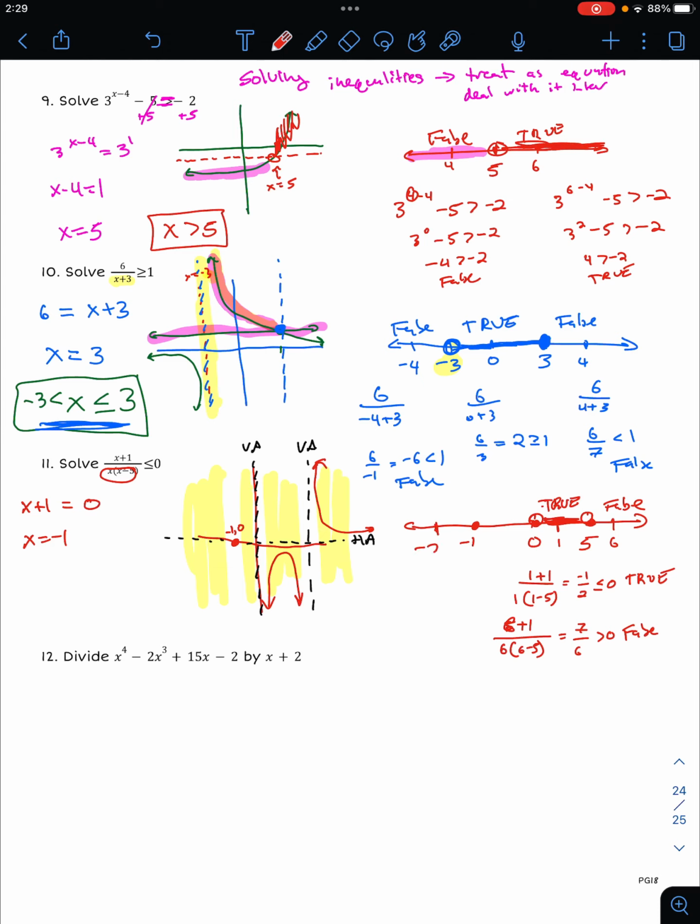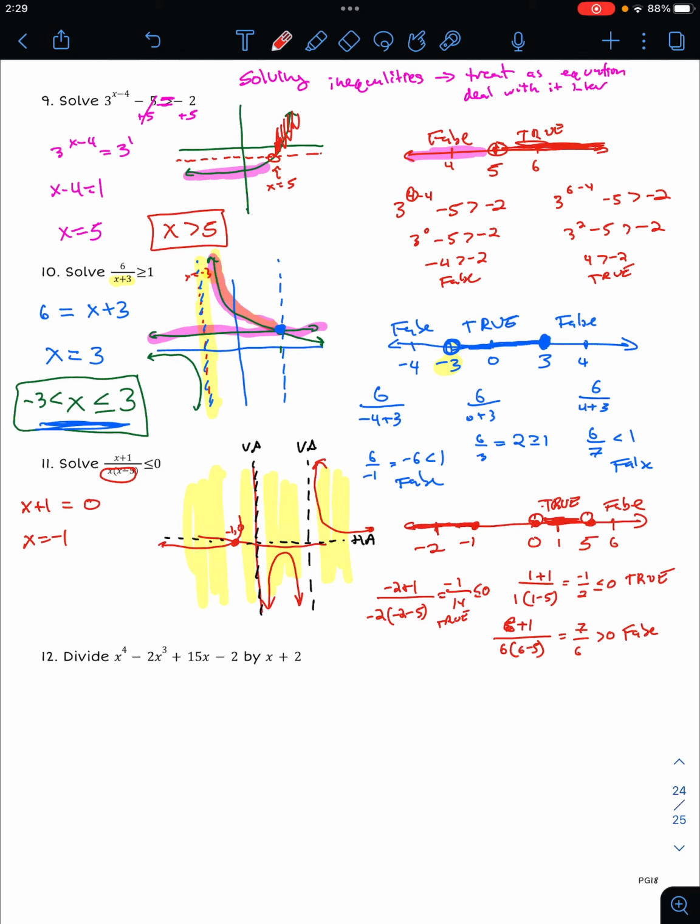Now let's test these other regions. I'll test negative 2. So negative 2 plus 1 over negative 2 times negative 2 minus 5. The numerator will be negative 1. The denominator is going to be negative times negative, positive 14. So that is less than or equal to 0. That is true. So this region is true, and we include that point. And now I can pretty much guarantee, so maybe we look like this. That's kind of weird.